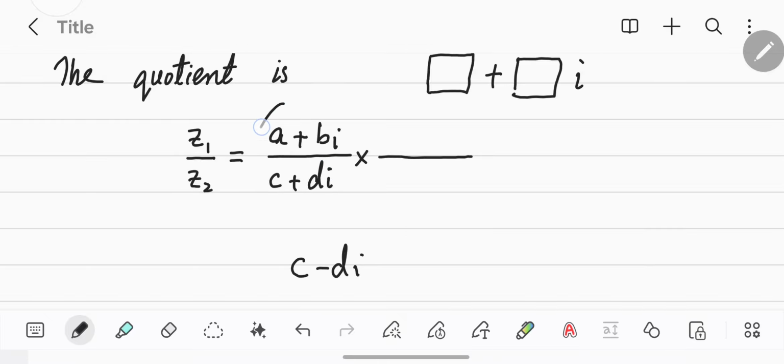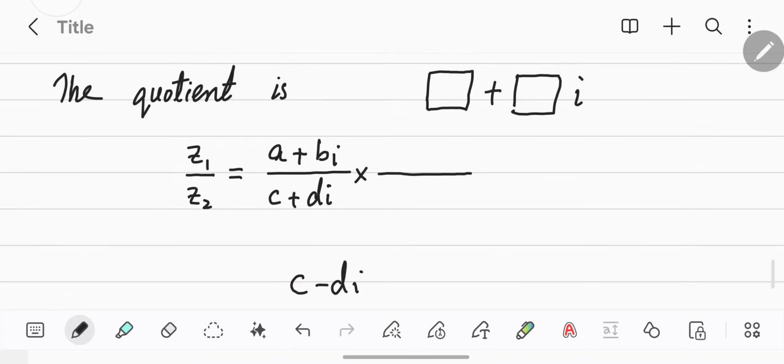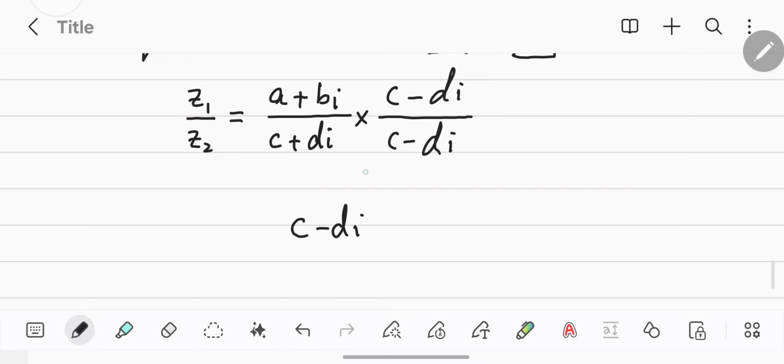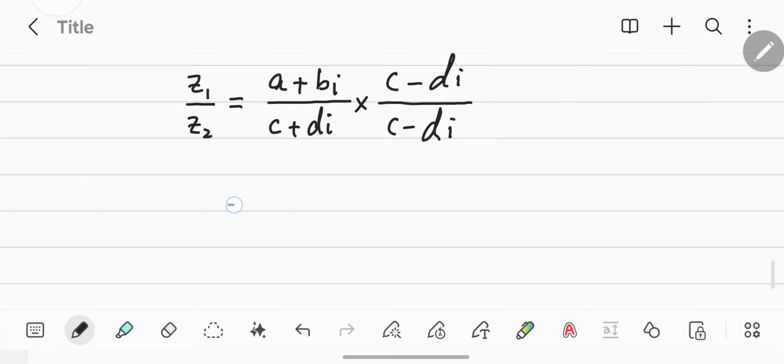So this way you can take the conjugate of the denominator. If you have a quotient with a complex number in the denominator, you can multiply and divide by the conjugate of the denominator. The conjugate of the denominator is c minus d iota, so I'll multiply and divide by c minus d iota. Okay, so what will happen then? You have to simplify these calculations.